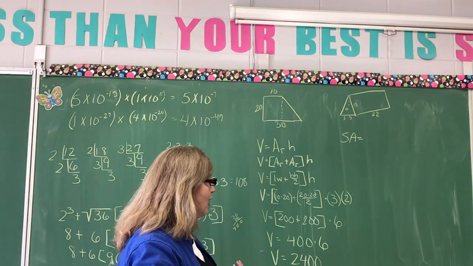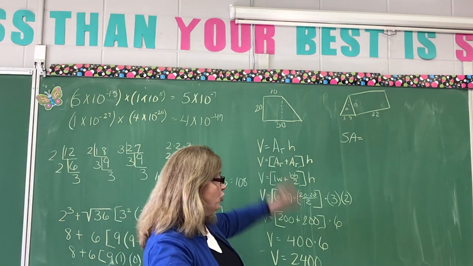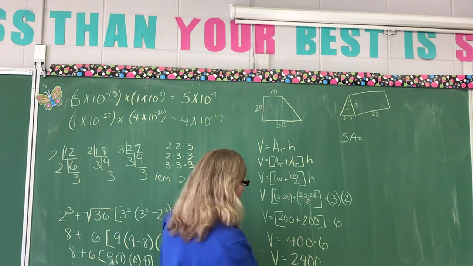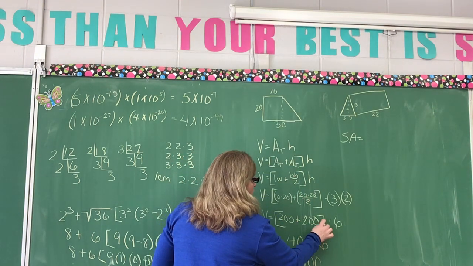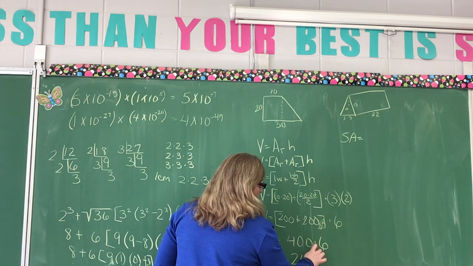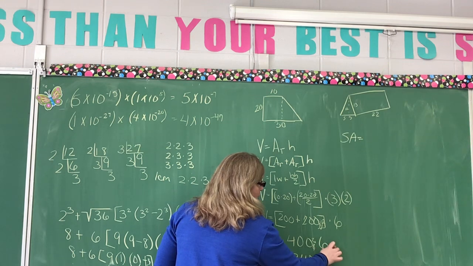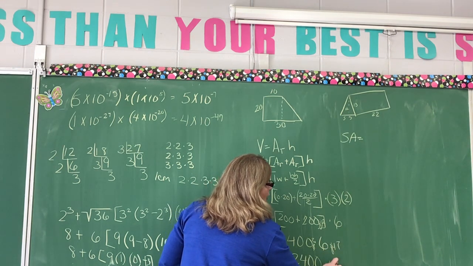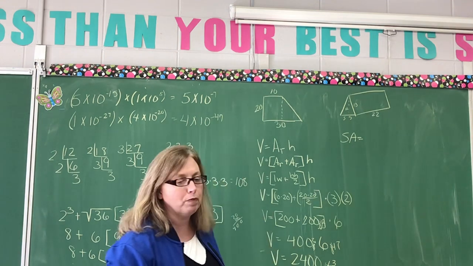Okay? But what I forgot to say was about the units. Everything inside this is area. So that's square. I should write that in here. Sorry about that. Square feet. Okay? So if this is square and this is just feet, the end of it is going to be cubic feet. Sorry about that. I should have put that on there.